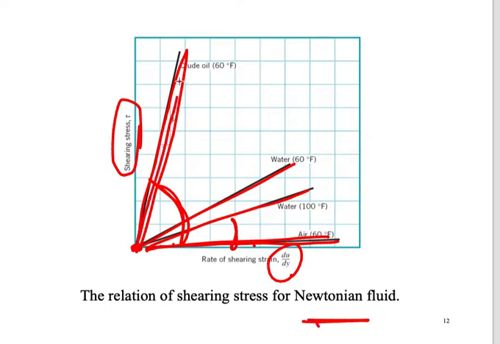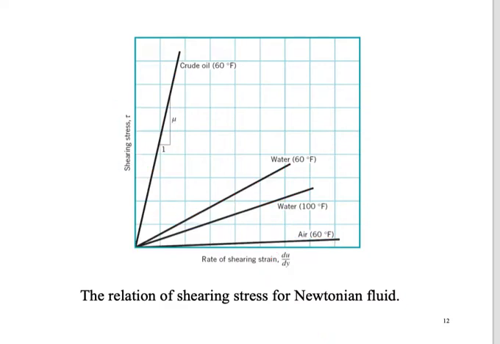So what is the physical meaning of the straight line in this graph? It shows that the gradient here is constant. The gradient means the value of mu, the dynamic viscosity, is constant at any condition. So this is another definition for the Newtonian fluid.